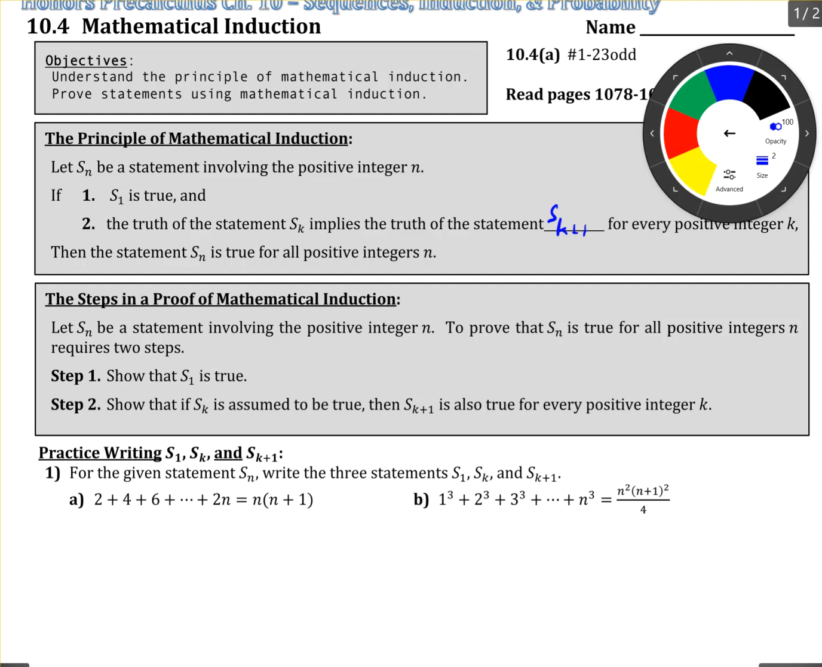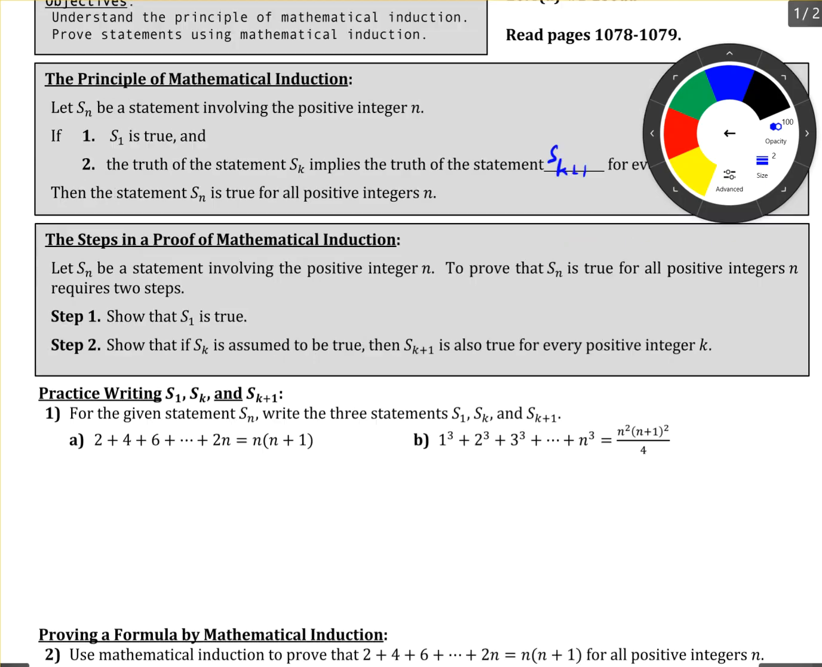Basically, what this means is we're going to show that it's true in the first case, and then that if we get to assume that it's true for the kth case, it must be true for the (k+1)st case. The way it works is if 1 is true, then 2 is true. If 2 is true, then 3 is true. If 3 is true, then 4 is true. And it goes on forever and ever, and proves the statement for all n.